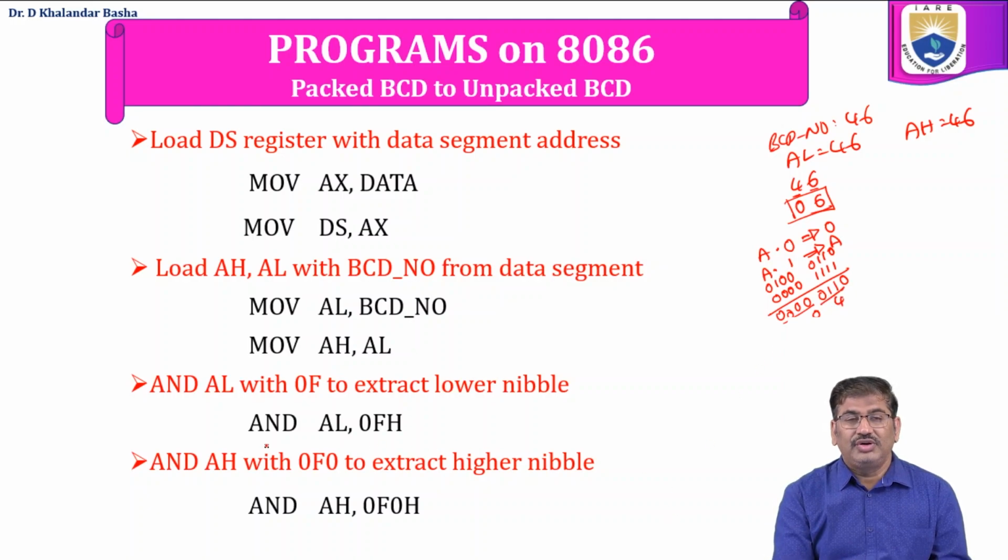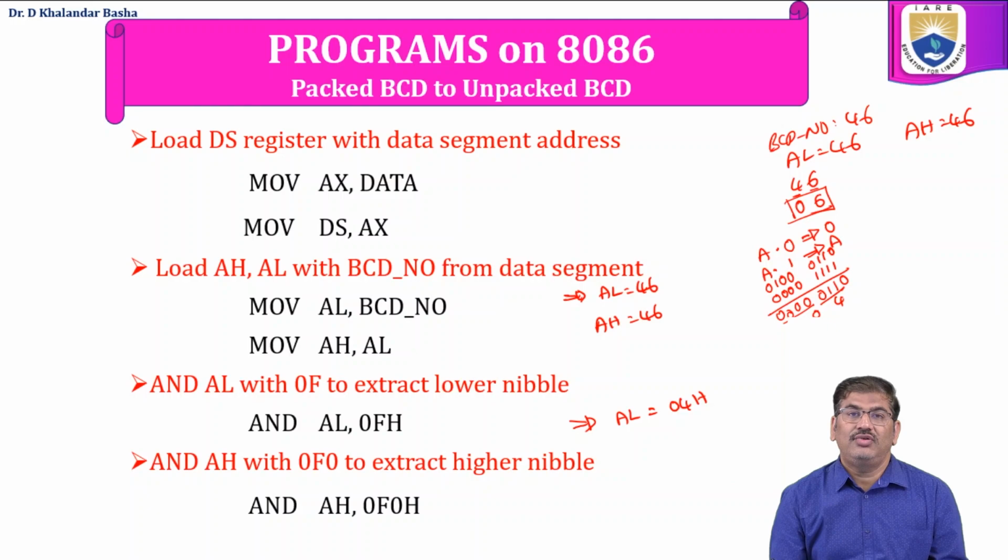So for that we use AND AL, 0FH. After executing this instruction, the AL register content is equivalent to 06H. The BCD number we are considering is 46H, which is loaded into AH also.